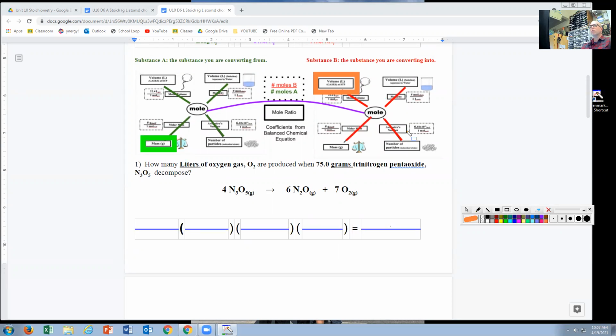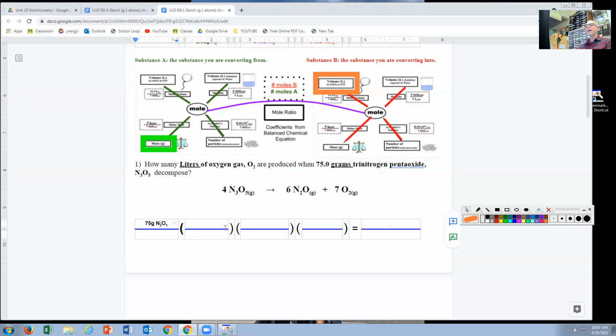Okay, so what are we going to do first? Well, what are we given, ladies and gentlemen? We are given how many grams of this trinitrogen pentaoxide? That's right, we're given 75 grams of this N3O5.